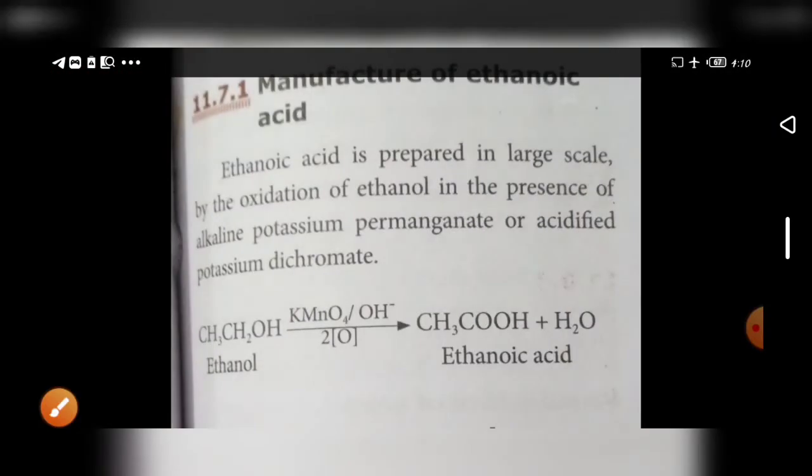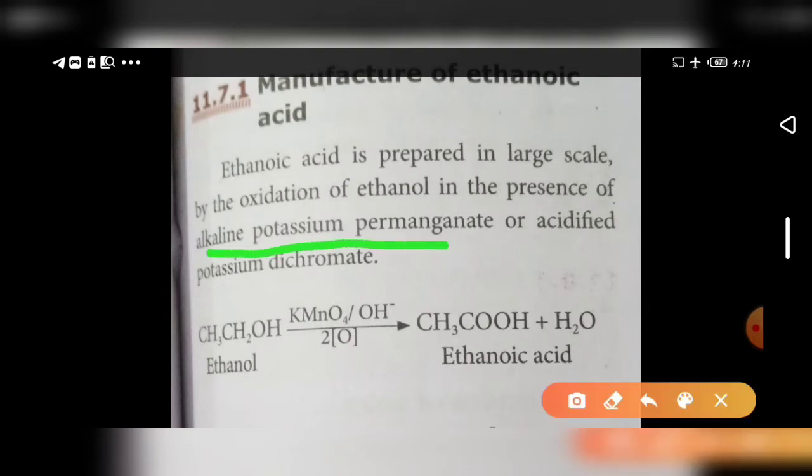Okay, next, the manufacturing of ethanoic acid, that is given in your book. Ethanoic acid is prepared on a large scale by the oxidation of ethanol in the presence of alkaline potassium permanganate or acidified potassium dichromate. Alkaline means the potassium permanganate is dissolved in base. Acidified means the potassium dichromate is dissolved in acid. That is known as alkaline and acidified.